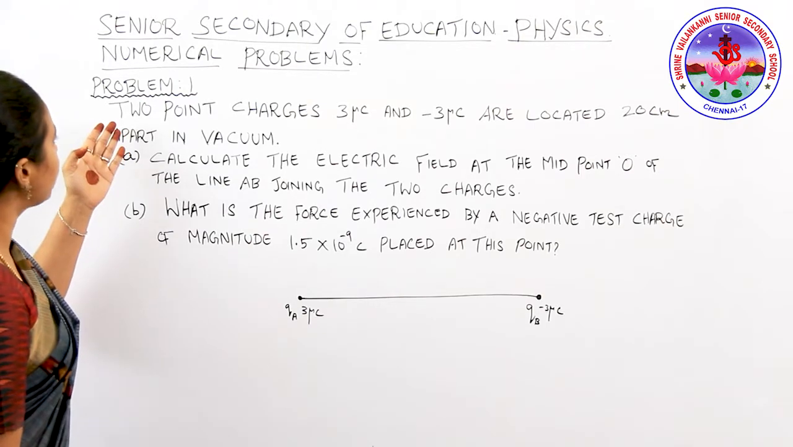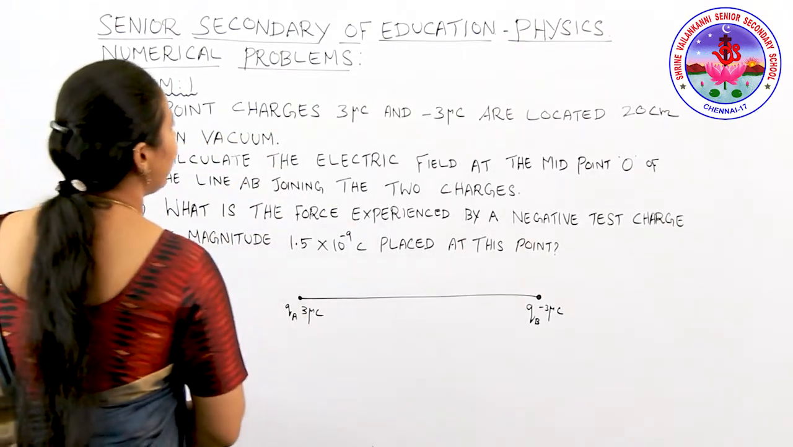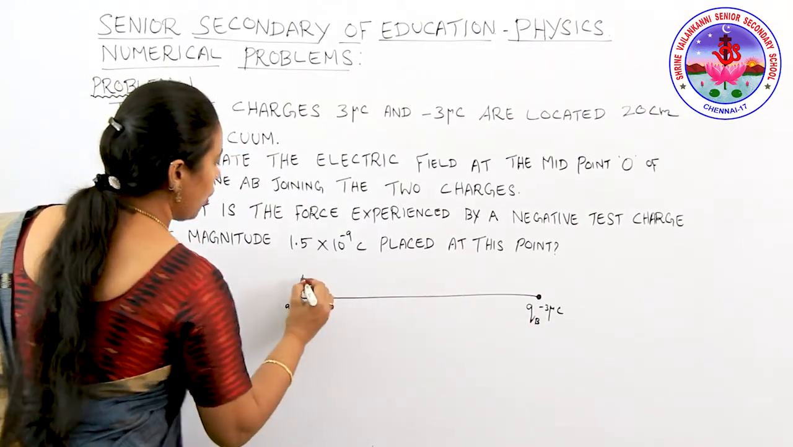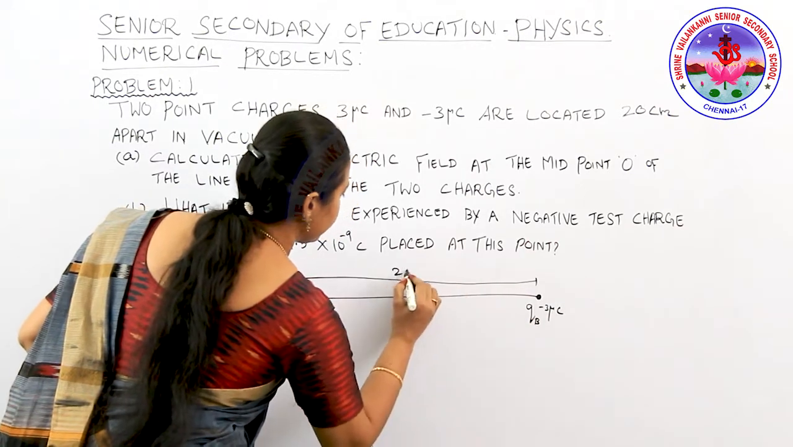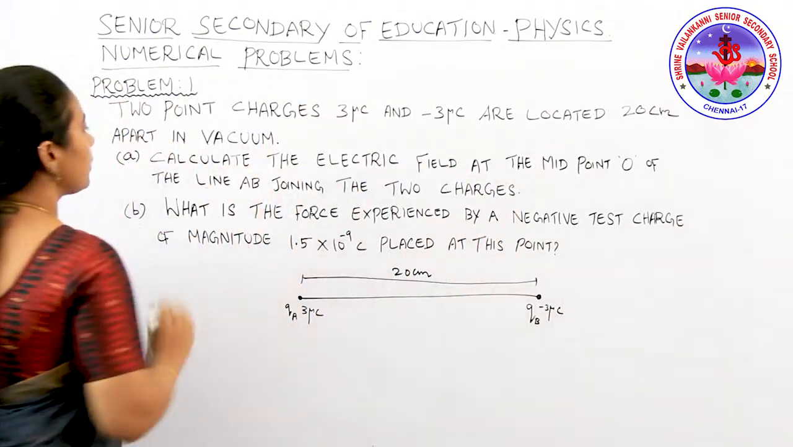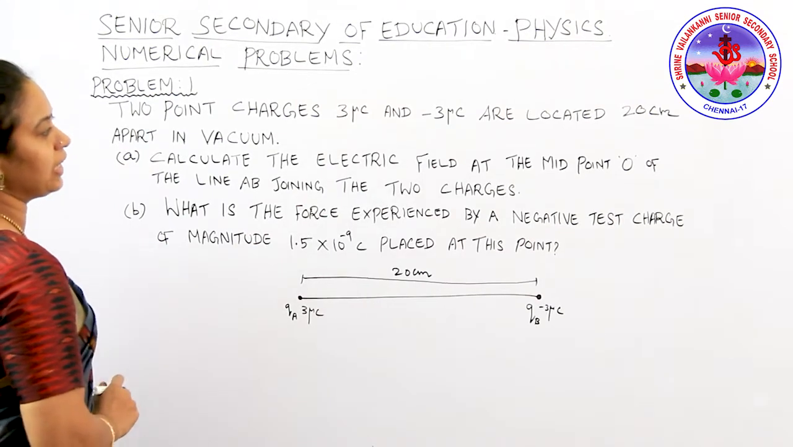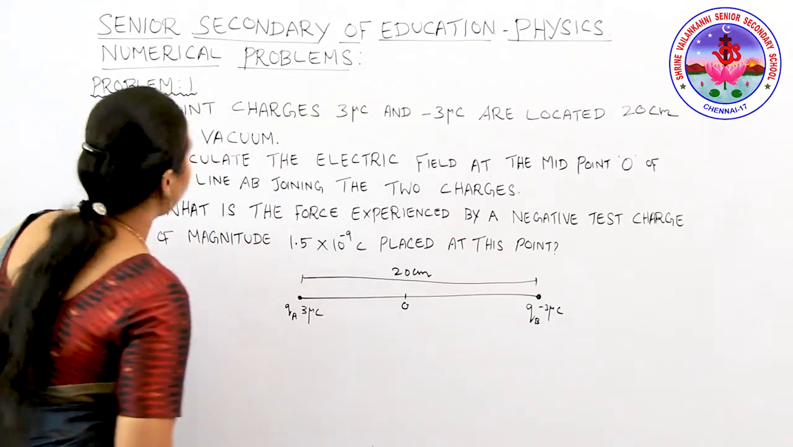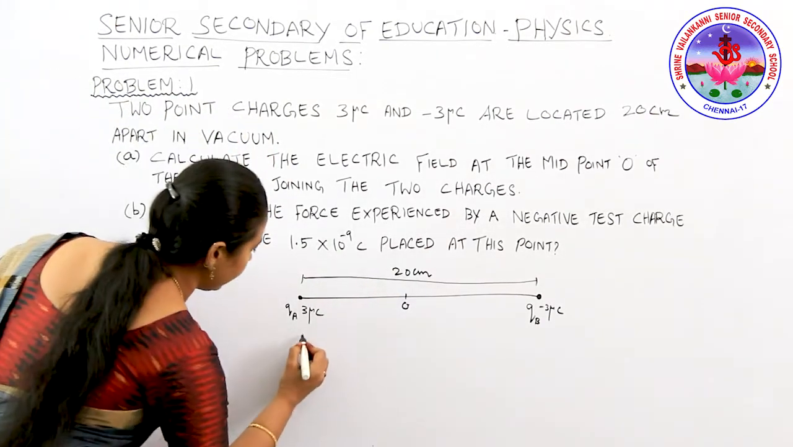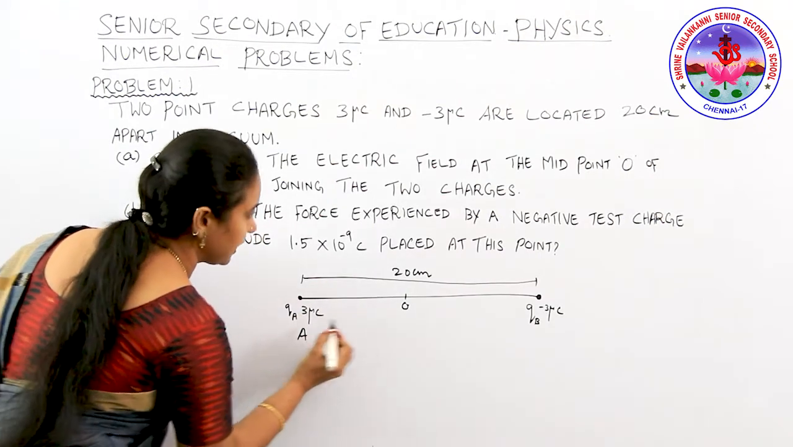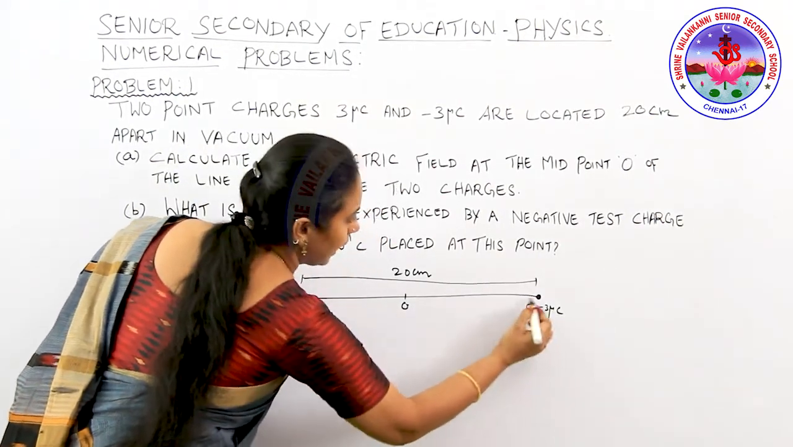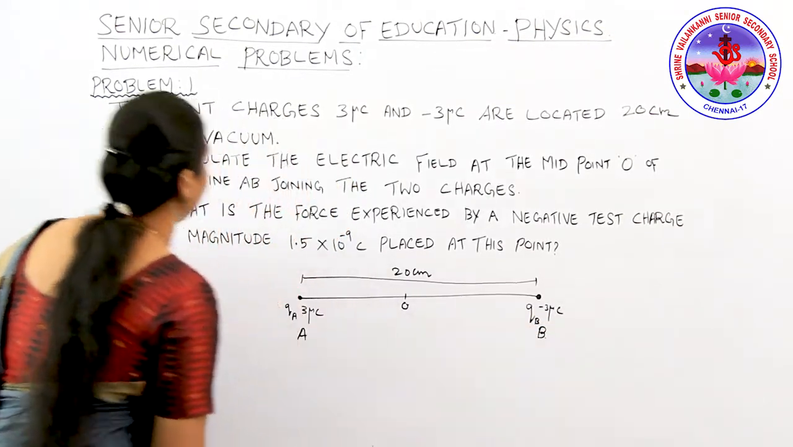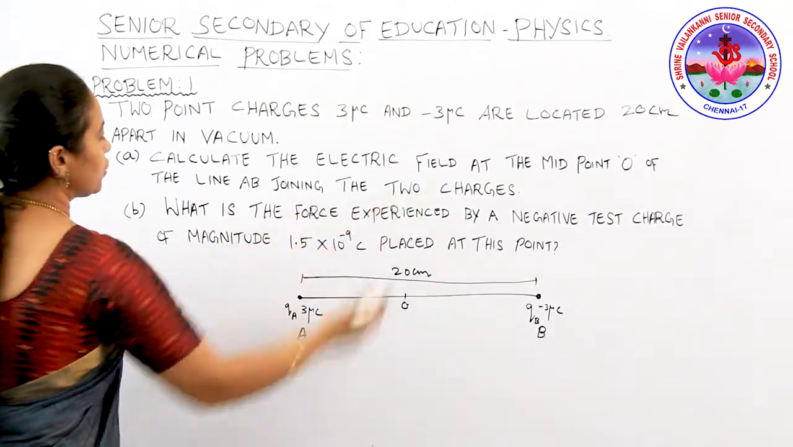See, we have two point charges 3 μC and minus 3 μC, which are separated at a distance of 20 centimeter, right, they have given. So first you have to calculate the electric field at the midpoint O. The line AB we have taken, and we have named the charge QA as A, and the minus Q, that means QB, minus 3 μC, we have named as B, right? Now the line AB joins the two charges.